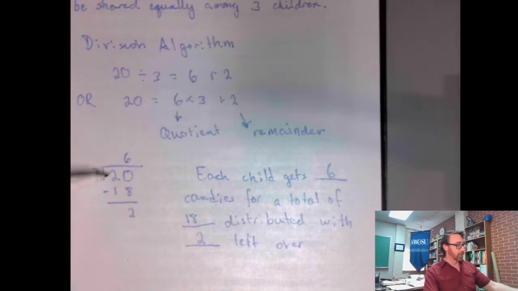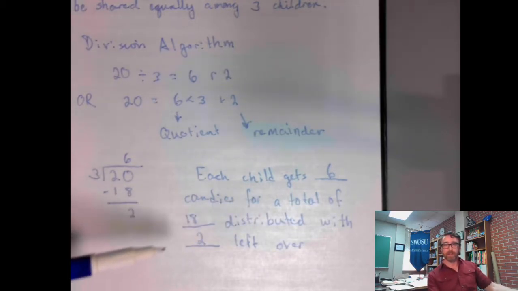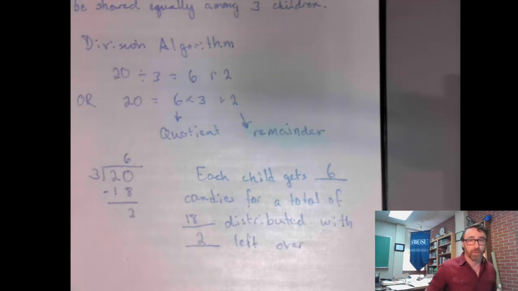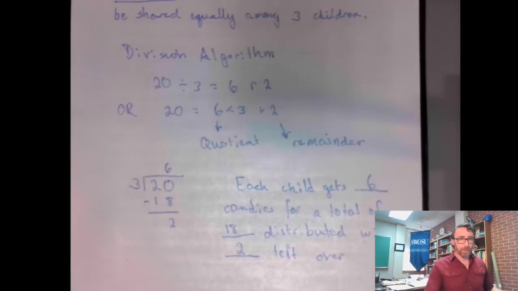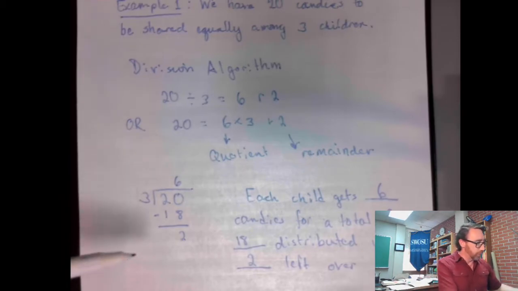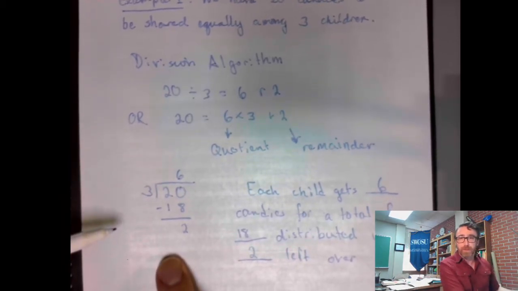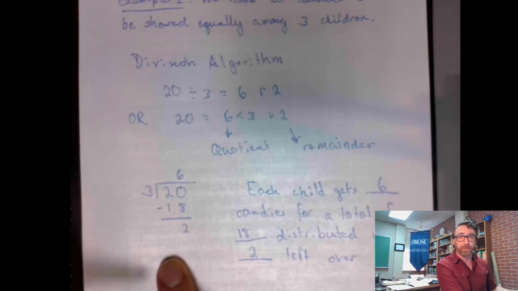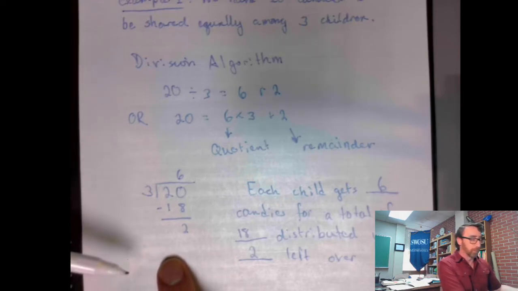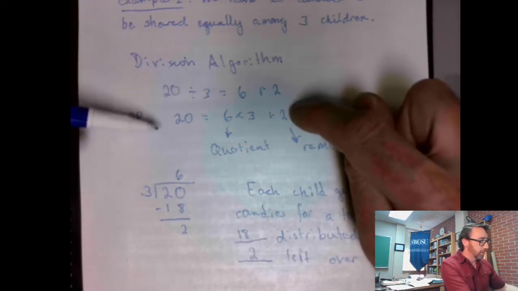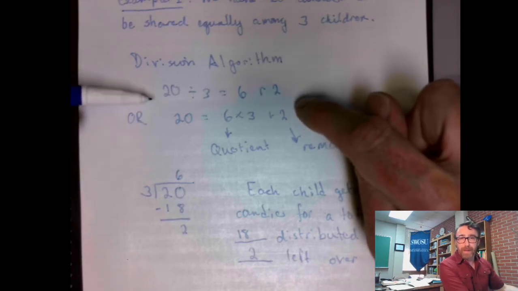Okay, so we got 20 candies. We can't distribute those evenly among the 3 people. We can distribute 18 of the candies evenly, giving each child 6 candies, and 2 left over. Okay, so a problem like this would be good for introducing this new setup, the long division setup, because we would probably start with this division algorithm type of setup.